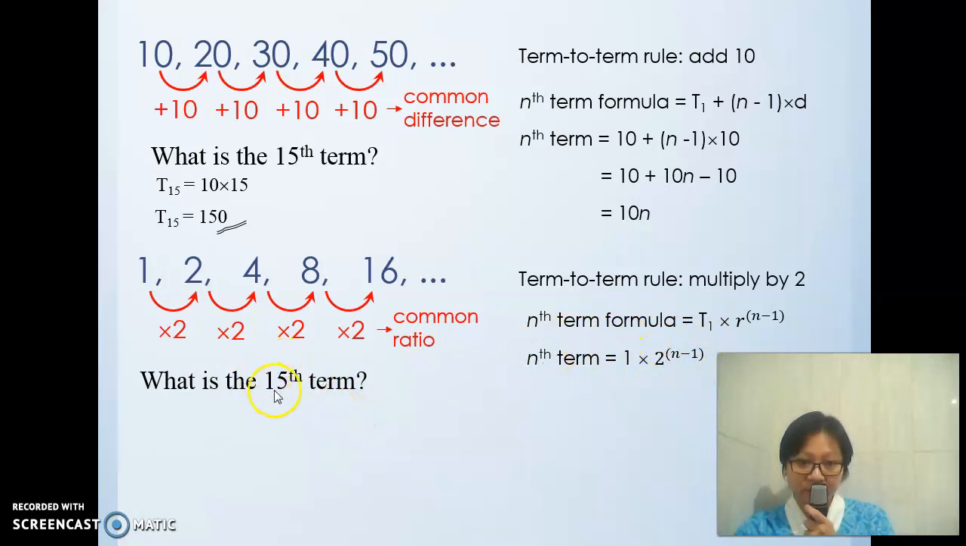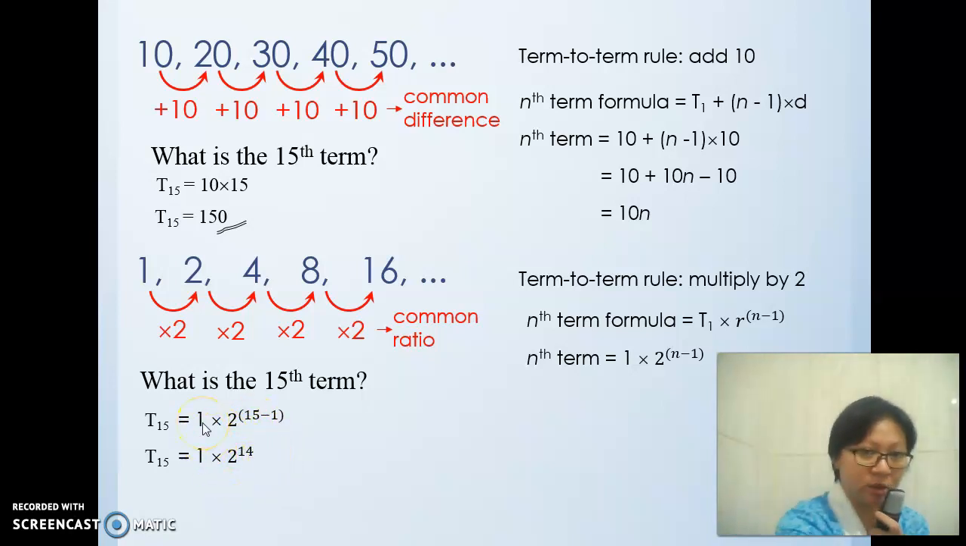This is the position number, so this is n. All we need to do is to replace the n with 15. This 15th term equals 1 times 2 to the power of 15 minus 1. It means 2 to the power of 14. We need a calculator to calculate this.